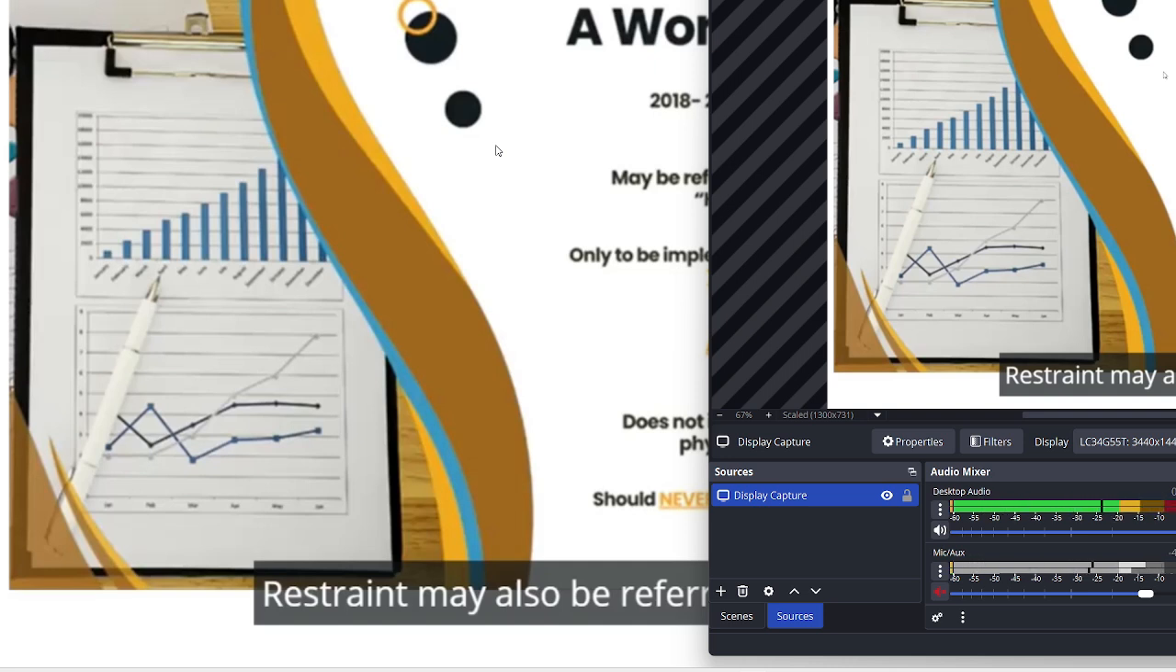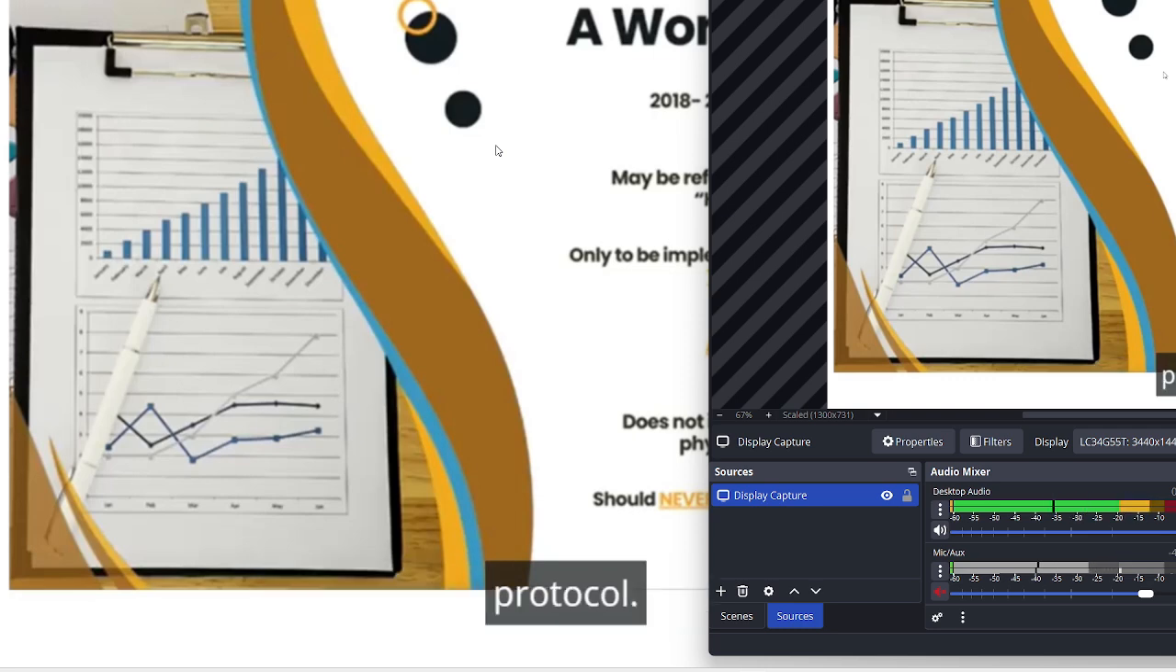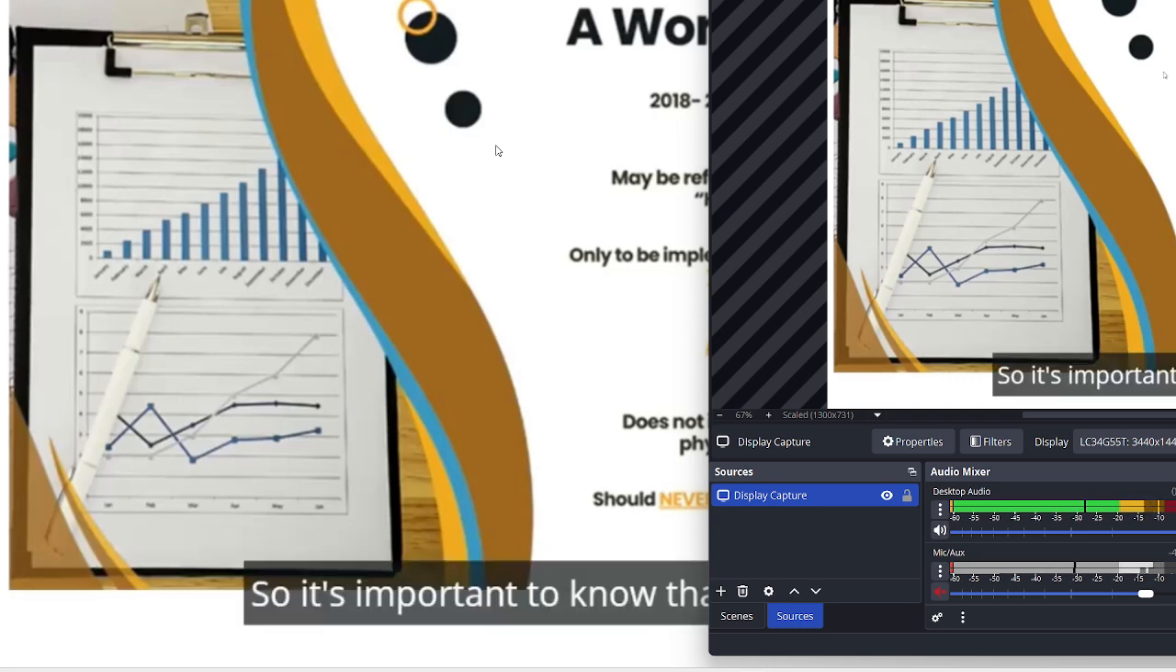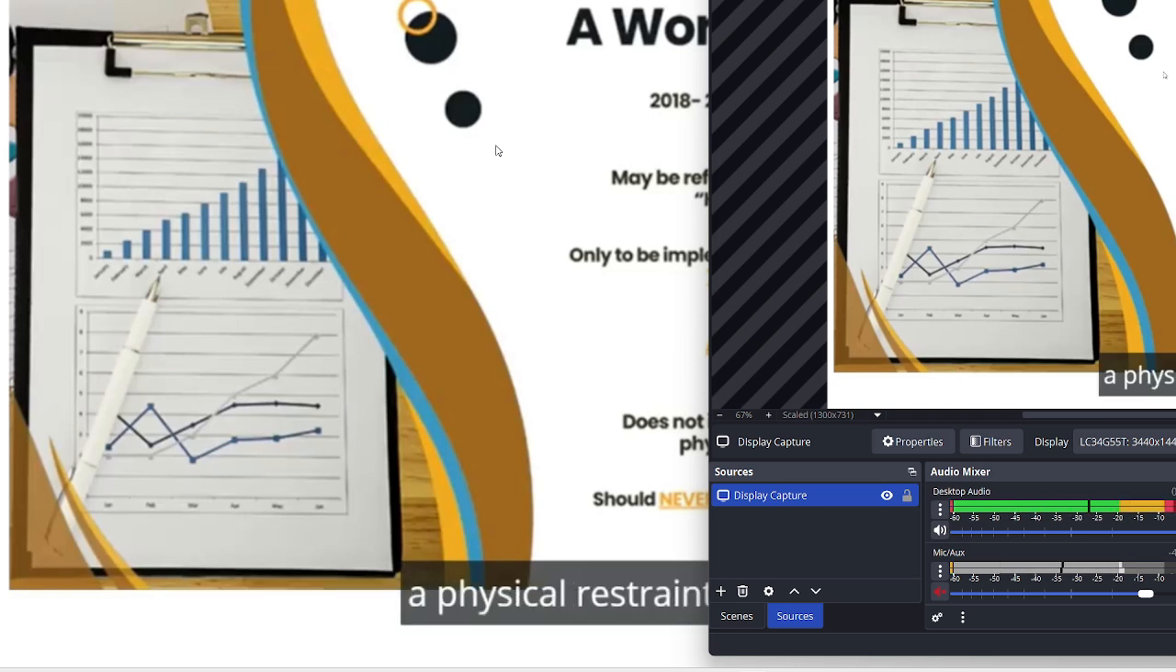Restraint may also be referred to as a protective hold or a handle with care protocol. So it's important to know that the term restraint may not always be used, while the procedure being used may in fact be a physical restraint.